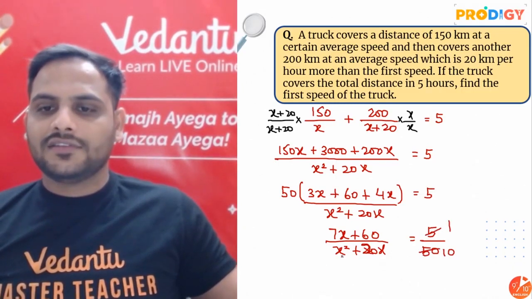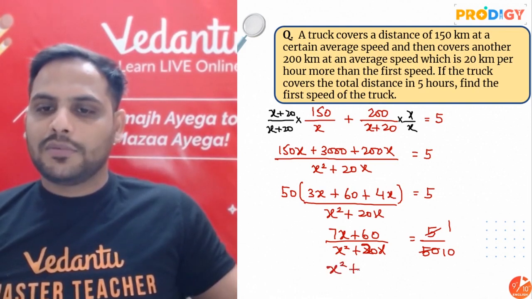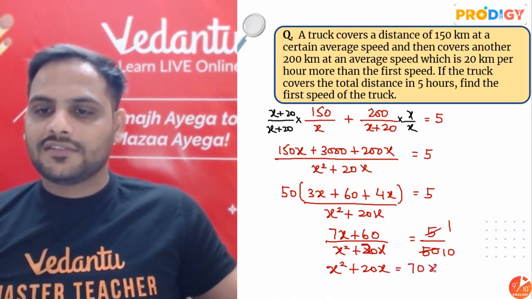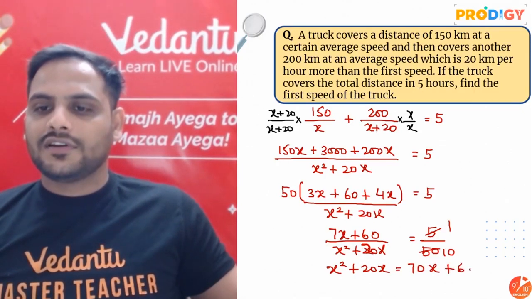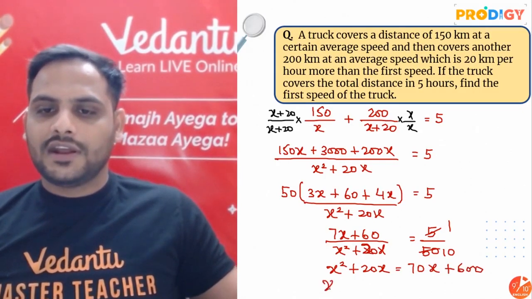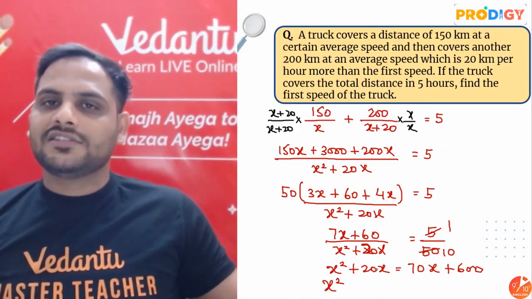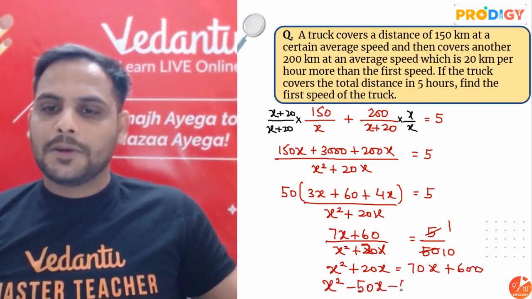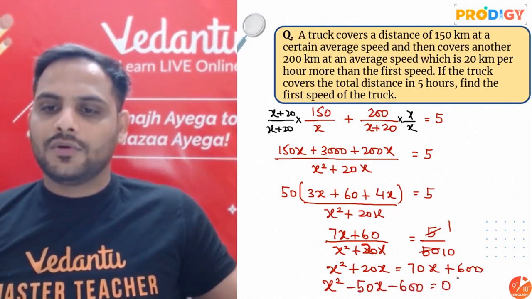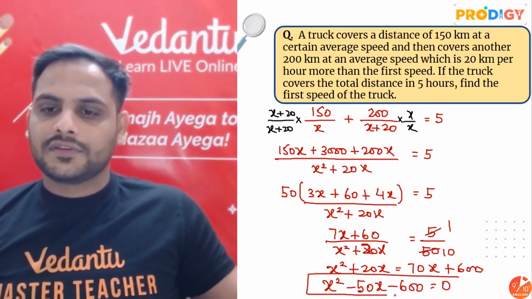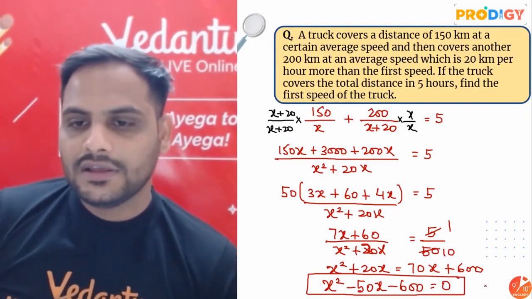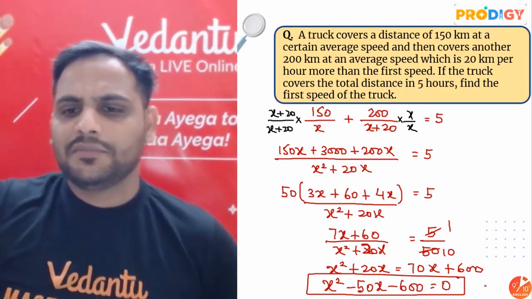Cross multiply, guys. So x square plus 20x into 1 is x square plus 20x only. And here 10 into 7x is 70x, 10 into 60 is plus 600. Shift everything over there: x square, 20 minus 70 is minus 50x, minus 600 equal to 0. This is my quadratic equation. This will be my quadratic equation, as simple as that.